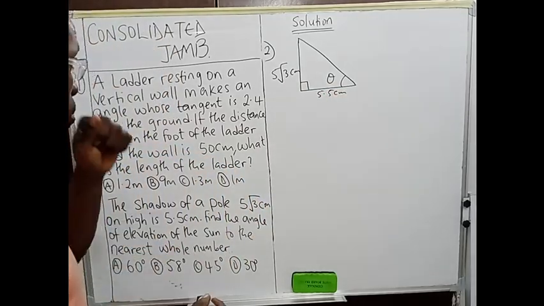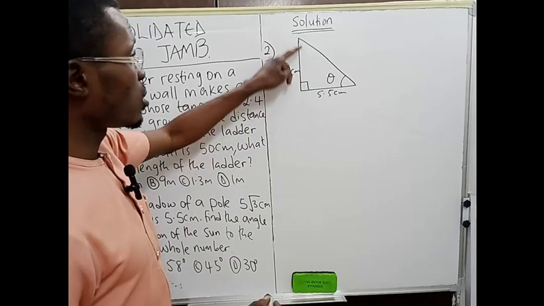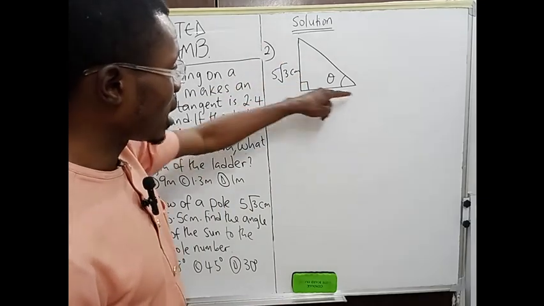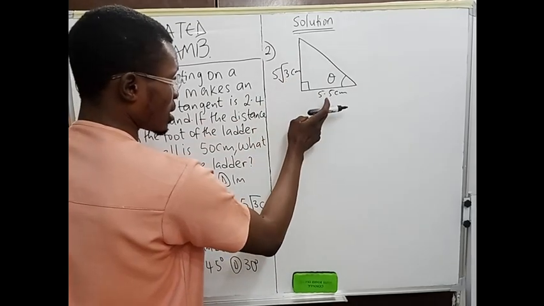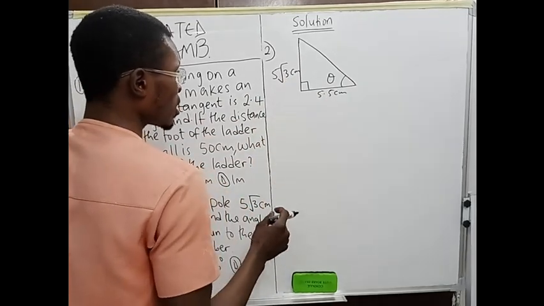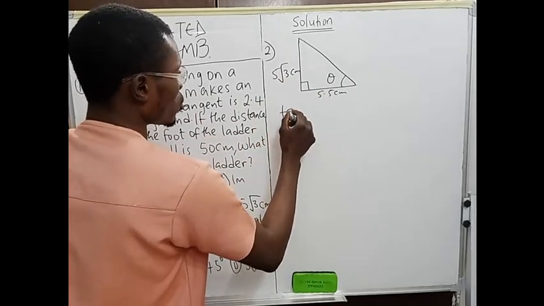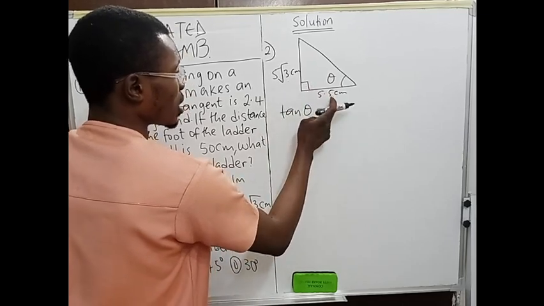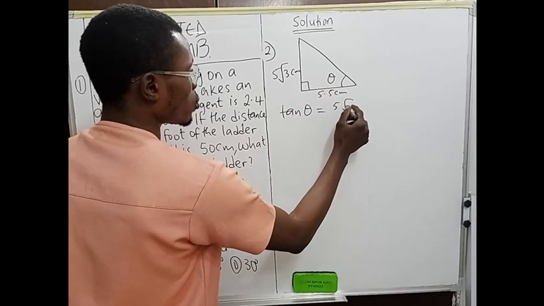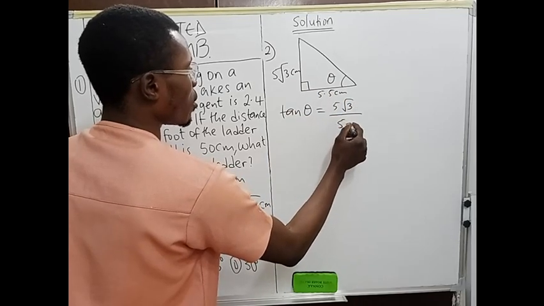Okay, now this is a right angle triangle. This is the opposite side of the angle, and this is the adjacent side. So what relates the opposite and adjacent side? It is what? Tan. Okay, so we will take the tan of the angle theta equals what? Opposite over adjacent. That is 5√3 over 5.5.